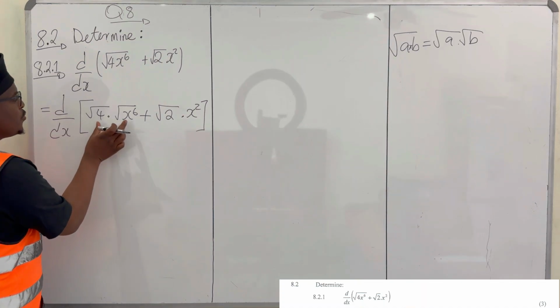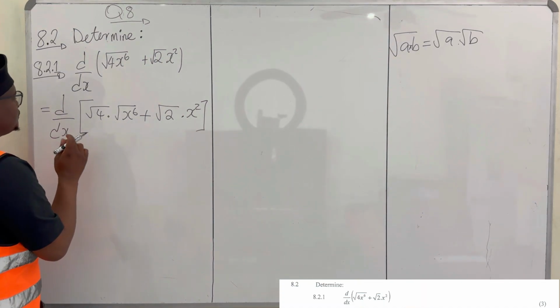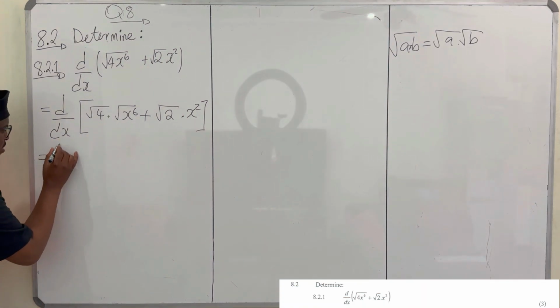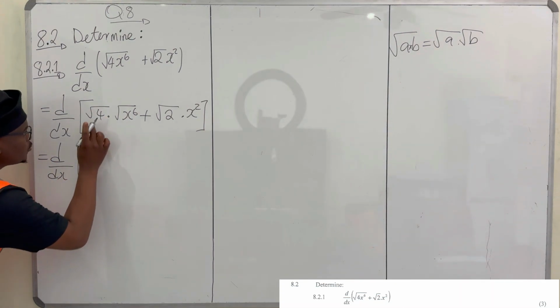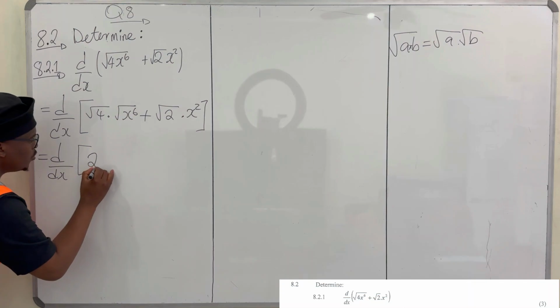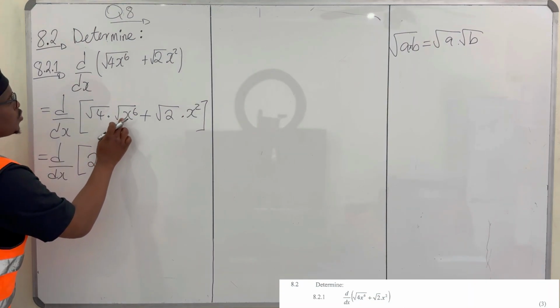So what we can do here, we can now try to simplify it. So this is equal to the derivative with respect to x still of what? Of square root of 4, what is it? It's 2 times square root of x raised 6.